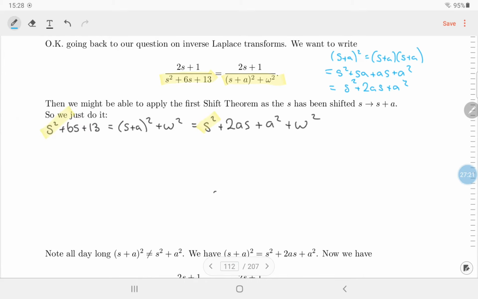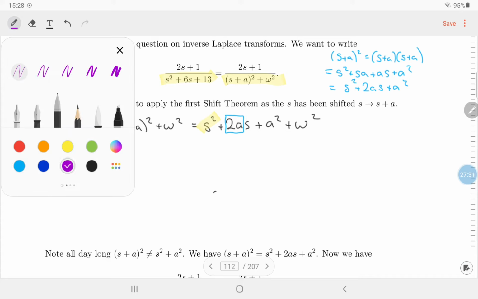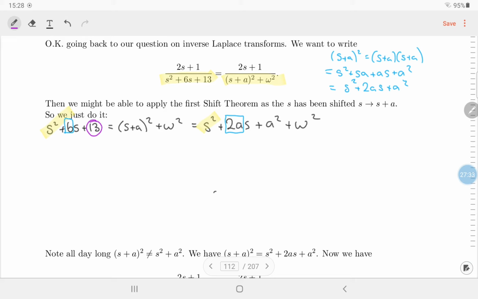How about we look at the s's? So the coefficient of s on the left is 6 and on the right is 2a. So they're going to have to be equal. And then look at the constants. You have 13 here and that'll have to equal that. So you end up with 2a, the blue thing on the right, is equal to 6, the blue thing on the left.